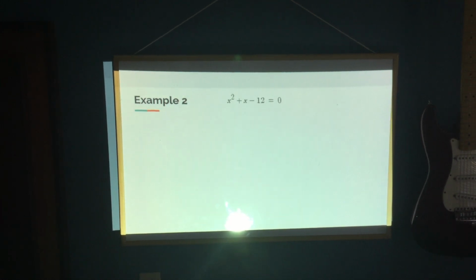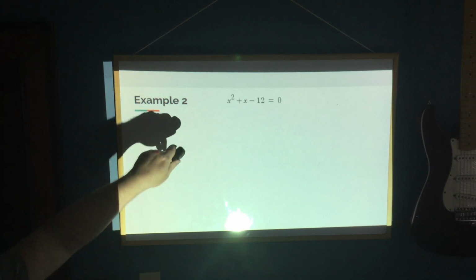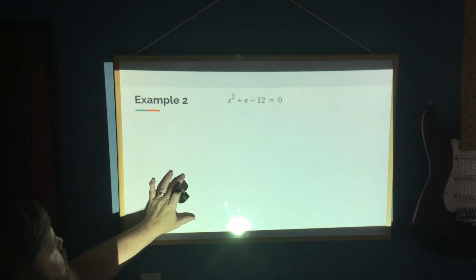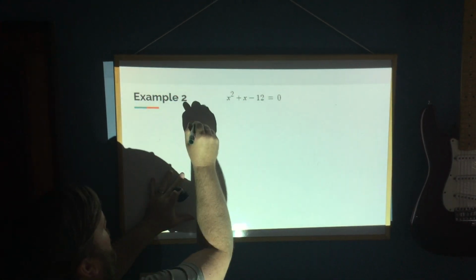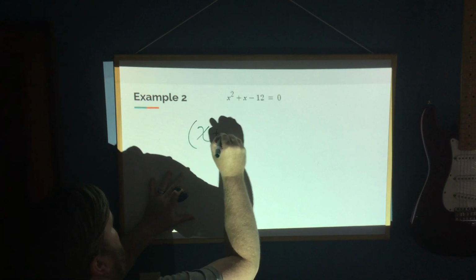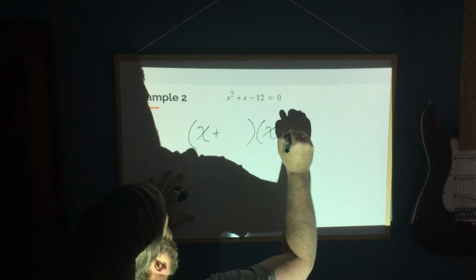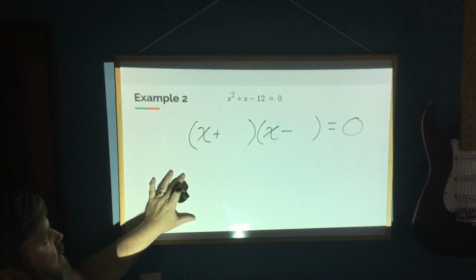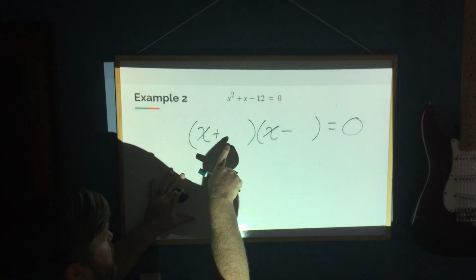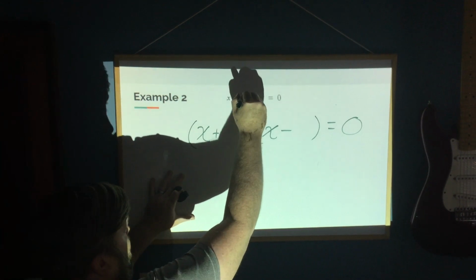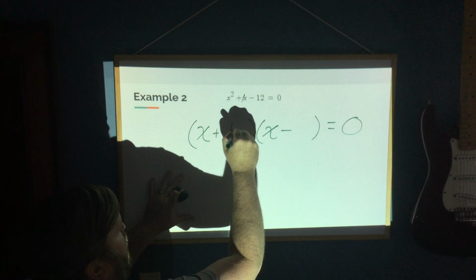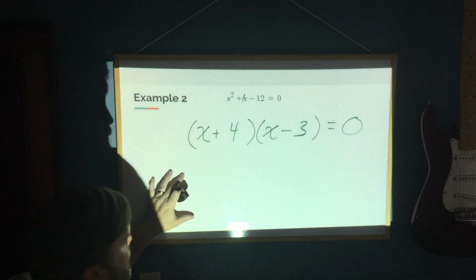Okay. We have x squared plus x minus 12 equals 0. So we're going to factor again. I know that that's different signs, so I'm going to have x plus something and x minus something, and that's going to be equal to 0. I need two numbers whose difference is only 1, that's a ninja 1 there, and whose product is 12. Well, that's going to be plus 4 and minus 3.